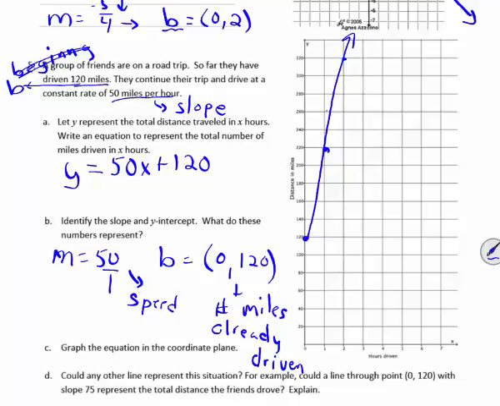Could any other line represent this situation? For example, could a line through point 0, 120 with a slope of 75 represent it? No, because it's a different slope.